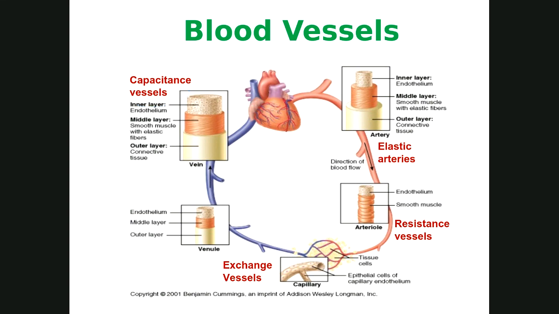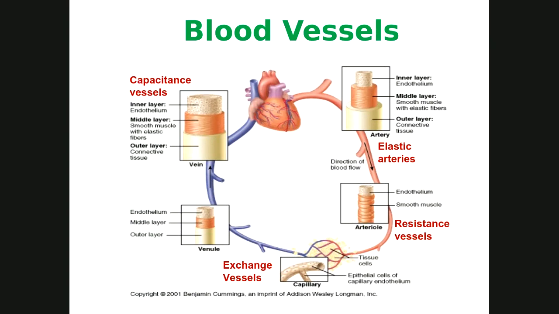So this is the basic plan of the blood vessels in the circulatory system. We have elastic arteries, then resistance vessels, which are the arterioles, then exchange vessels, which are the capillaries, then capacitance vessels, which are the veins. This particular picture you need to keep in mind before we go further describing blood pressure.